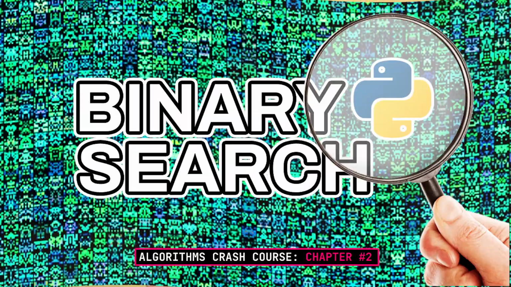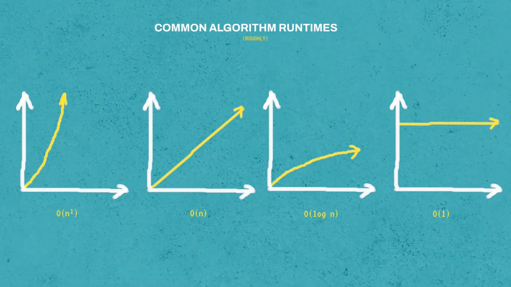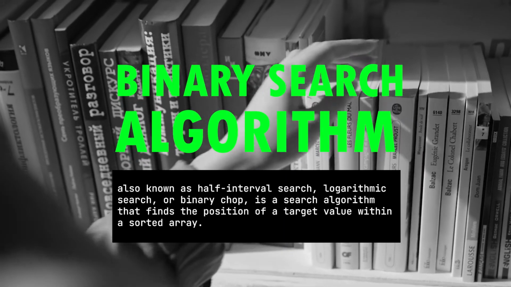Welcome to chapter 2 of Algorithms Crash Course. In the last chapter, we learned how to evaluate and compare the efficiency of algorithms and how to represent that evaluation of efficiency using something called the big O notation. In this chapter, we will learn the binary search algorithm using Python.